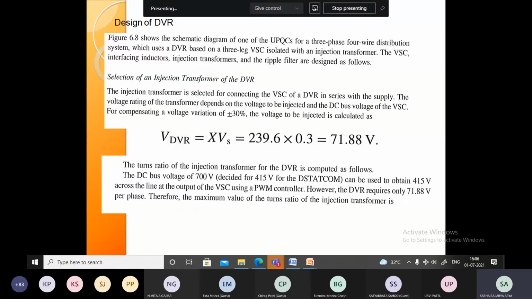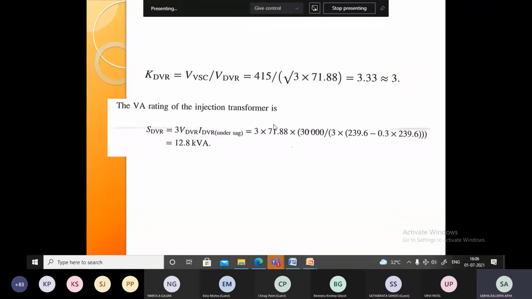Then how can we calculate the DC bus voltage? In the case of the shunt, you need 700 volt DC. We got 415 volt. The DVR requires only 71 volt per phase. Therefore, how can we decide the maximum turns ratio? 415 divided by root 3 into 71. So you can take a 3 turns ratio in the transformer. You need to design one interface transformer also.